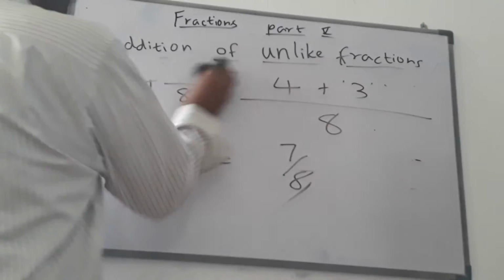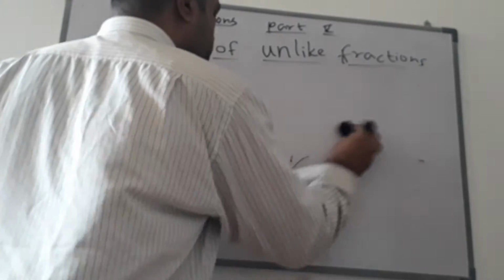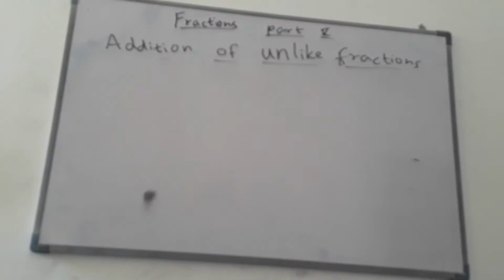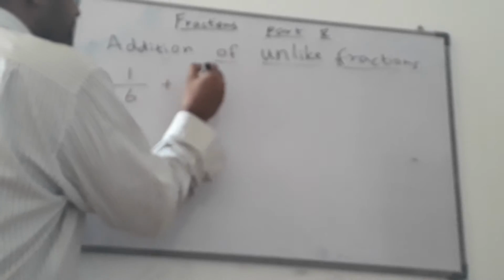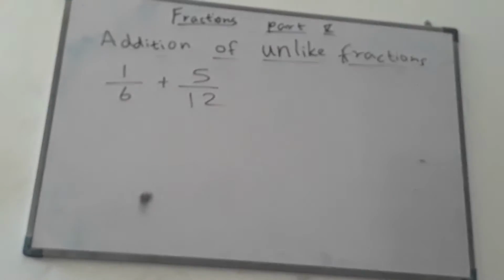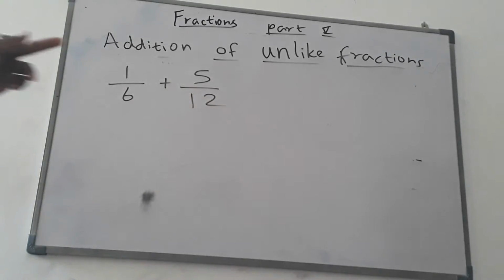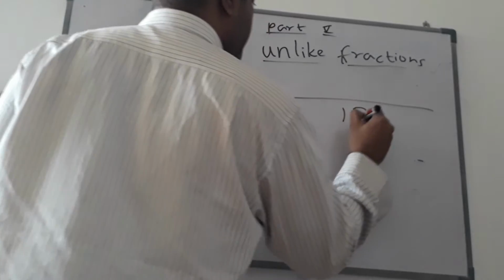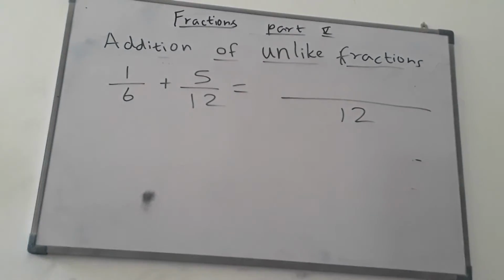2 more questions with the same type. One sixth plus 5 over 12. Okay, 12 is a multiple of 6. So we can easily take 12 as the common denominator. 6 times what is 12? 2. So there are 2 6s in 12.